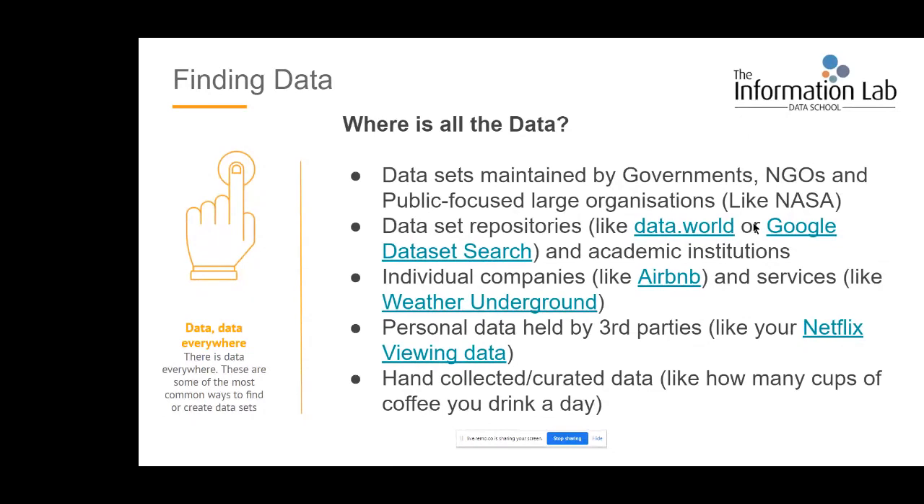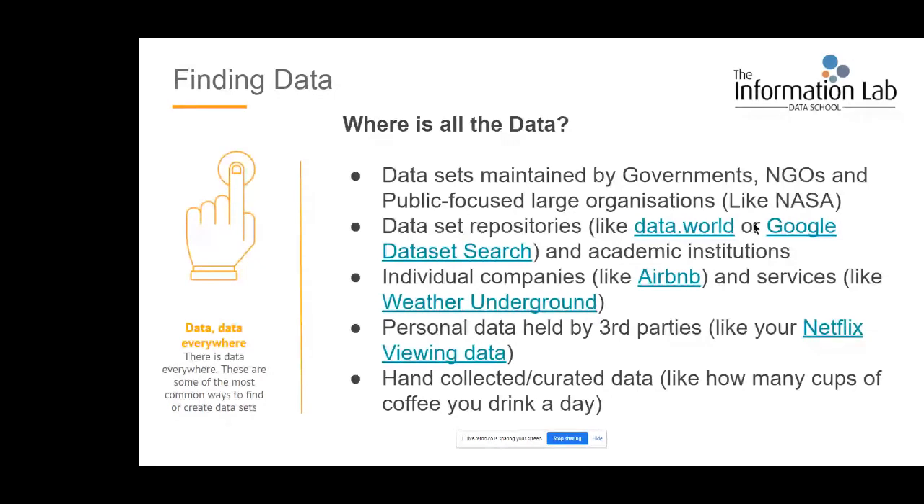Some of the main places where you might want to go to find data sets are government websites, NGOs, and large publicly focused organizations like NASA. For the US, gov.com has a lot of data. Among large NGOs, the World Bank has a fantastic set of data sets, and the UN has really good data, and even if it's not going to be your primary data set, really useful reference data.